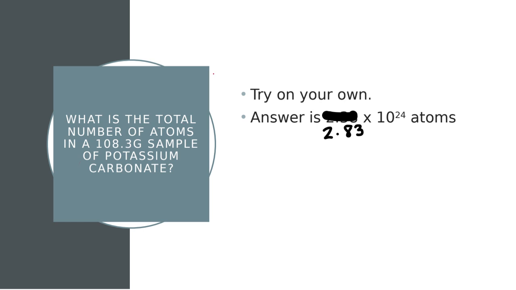So in our last example, we're going to have you try this on your own. And it's asking, what is the total number of atoms in a 108.3 gram sample of potassium carbonate? So notice that you're first starting with a mass. Okay, so we need to use the formula that incorporates mass, which is moles is equal to mass divided by our molar mass. And then they're asking for the total number of atoms.